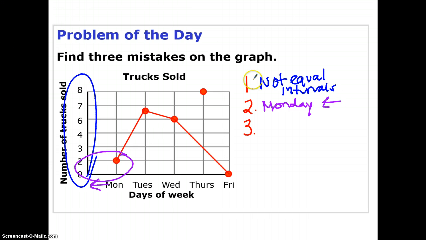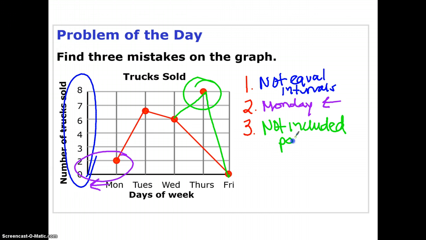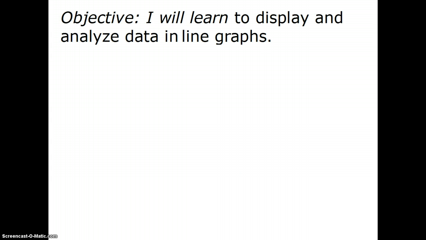And lastly, there's this point up here that's not included. When you have points in a line graph, which is what this is, they must be included in your line. So it would have had to go like that, from that point of Wednesday up to Thursday down to Friday. Okay? Get down your objective.